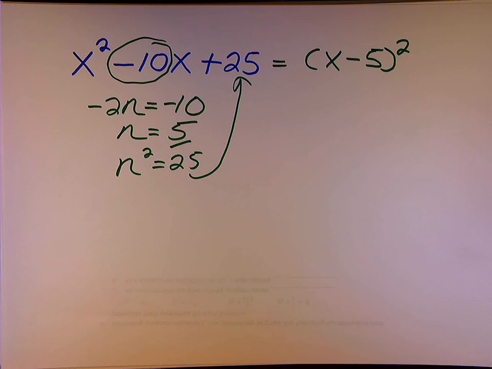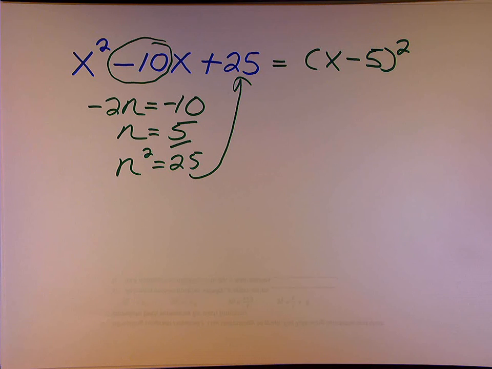So the question is, once we find the number, are you guaranteed to have that 25 there, the number squared? The answer is no. So what do we do if the number's not there? What we're going to talk about next is called the technique of completing the square. Completing the square is where we generate that number. So let's take a look at an example of completing the square.